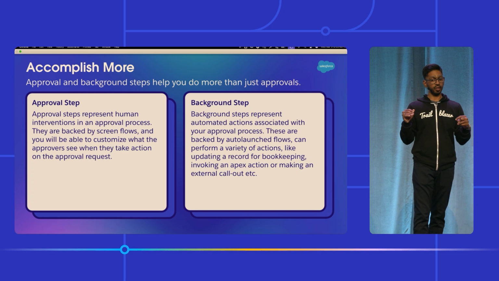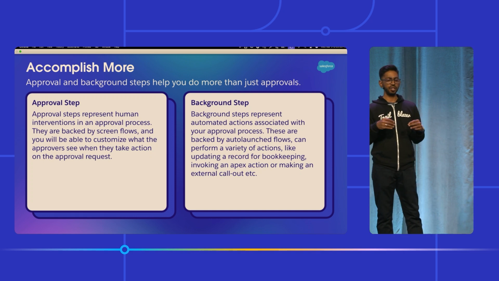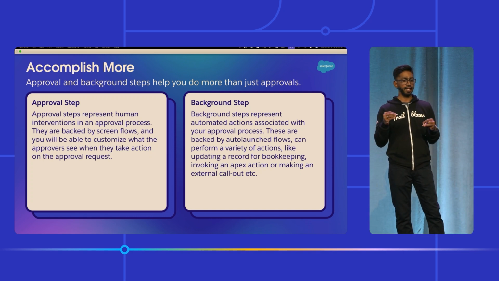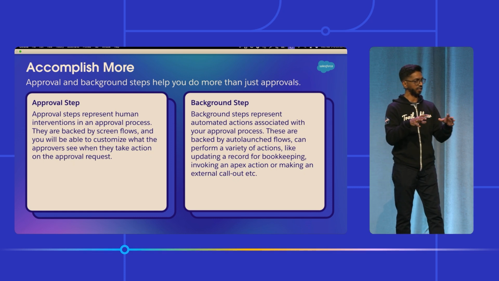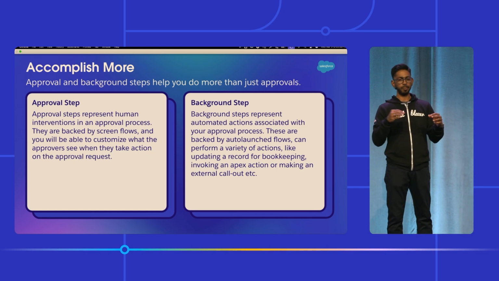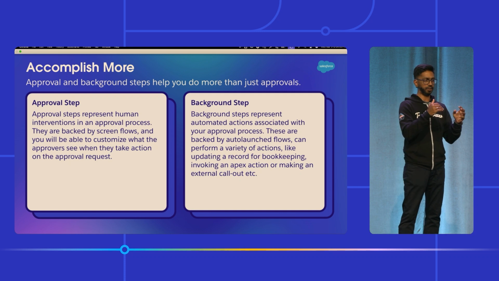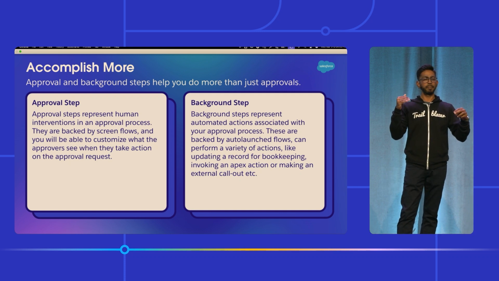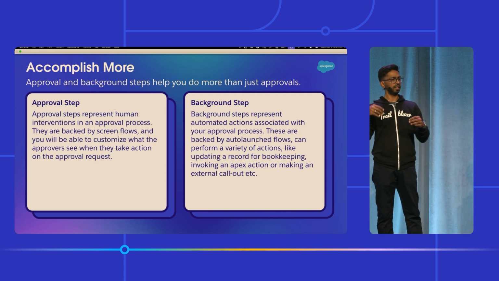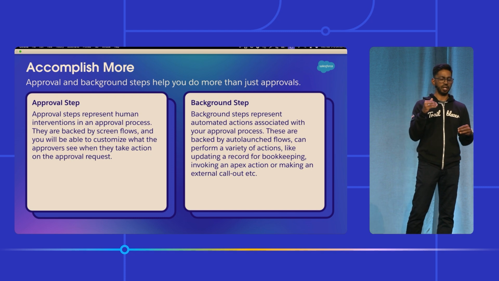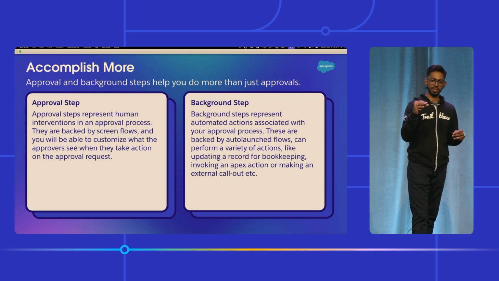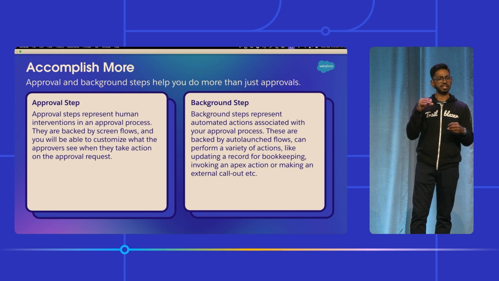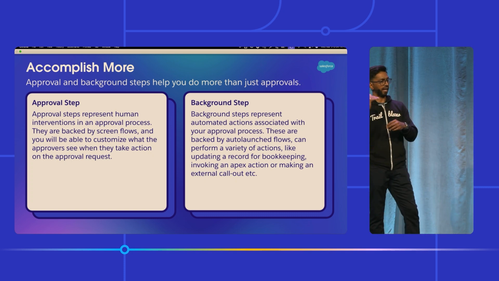And with approval orchestrations, you can do more. It's not just approvals. An approval step is a representation of a human interaction within your process. Say you've got a complicated process which goes through multiple layers of approvals. You've got some background steps to accomplish record keeping, bookkeeping. You can do all of that. So an approval step will represent any human interaction in the process. And you can have a screen flow which backs that up.